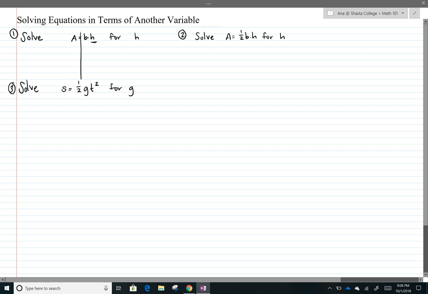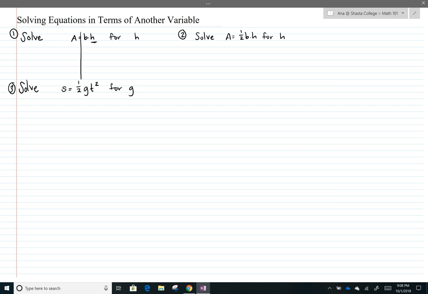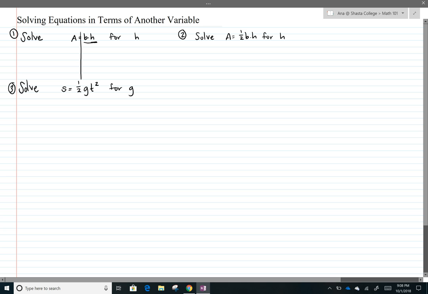So what I need to do is isolate that variable and undo what's happening to it. Right now, B is being multiplied by H, and so I want to undo that multiplication by dividing both sides of the equation by B. B divided by B is 1. That leaves me with H on the right-hand side of the equal sign, and I have A over B on the left-hand side. And that's as far as we can go for that equation.